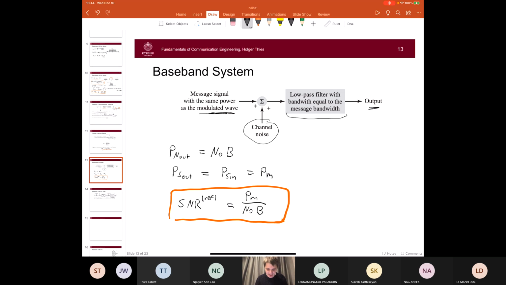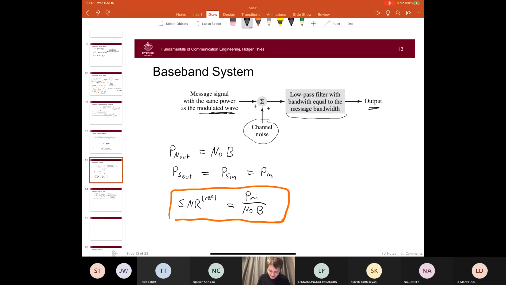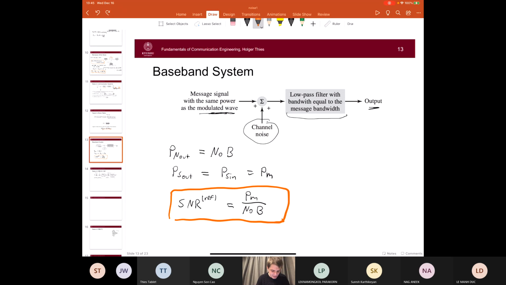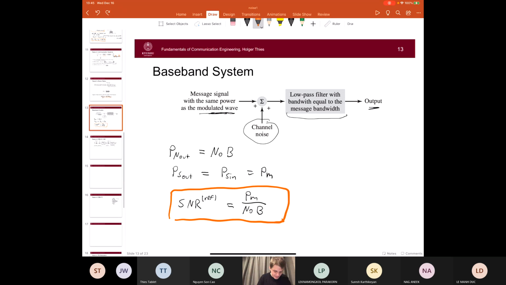When we now look at the modulation schemes that we have seen in the modulation lecture, we will compute the signal to noise ratio for the modulation scheme, and then compare to sending a message with the same power as the modulated signal. So the power here will be the power of the modulated signal, divided by this factor N0 times B. Divide by this factor and compare how much better the modulation scheme is in comparison to the baseband system, in comparison to when we don't do any modulation at all.